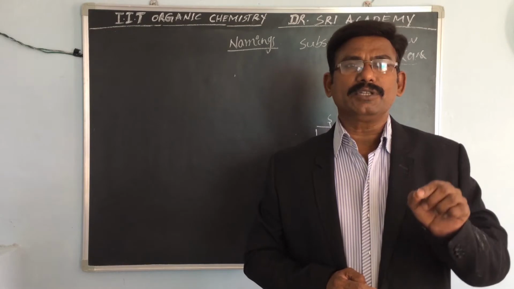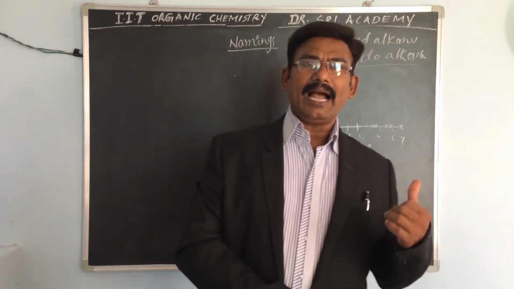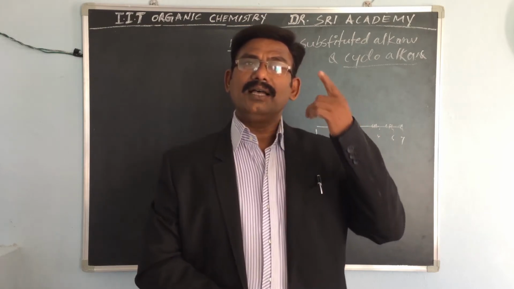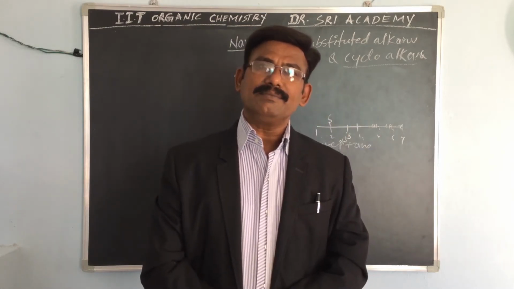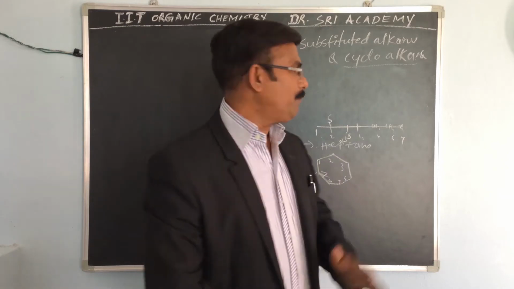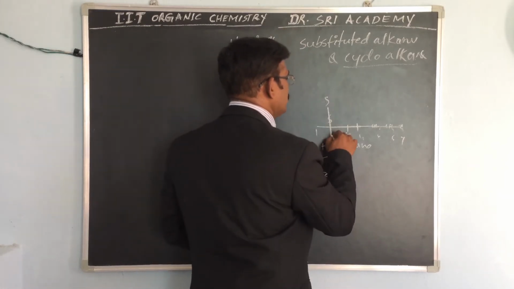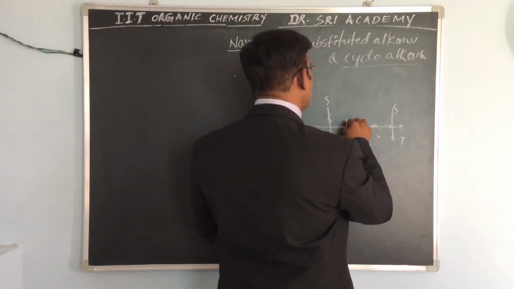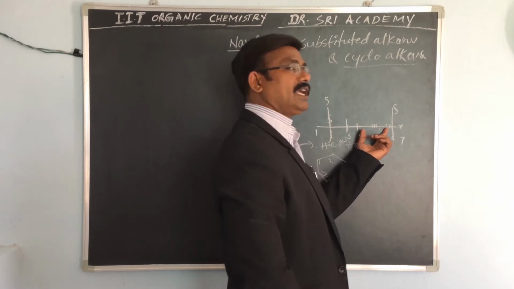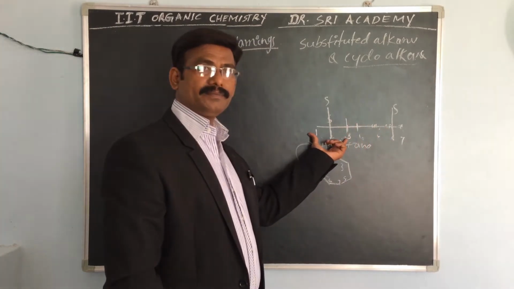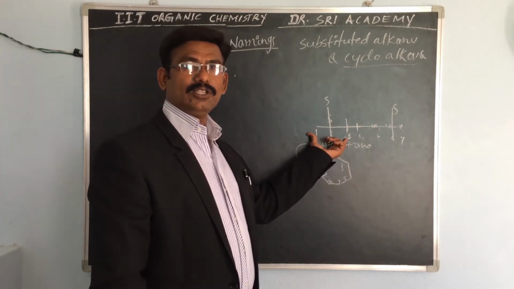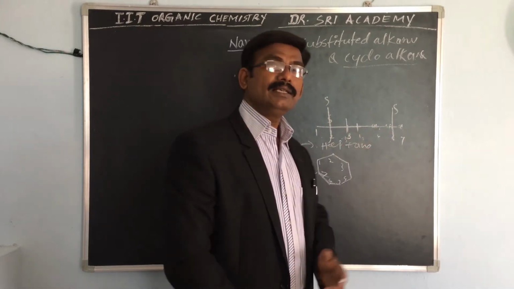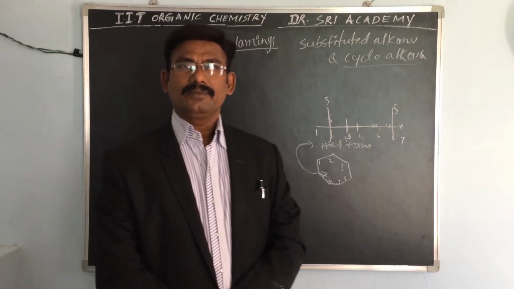If the first substituent from either end has the same number, number so that the second substituent gets the smaller number. If both substituents are the same here, and also here, we have to take the second one. Here there is no second one, so you have to take the substituent from here. If the first substituents are equal, we take the second substituent. Understand?